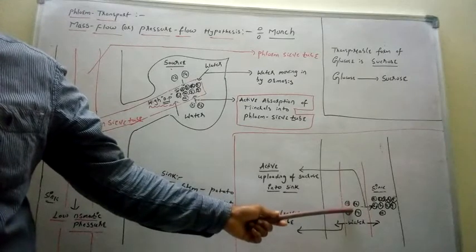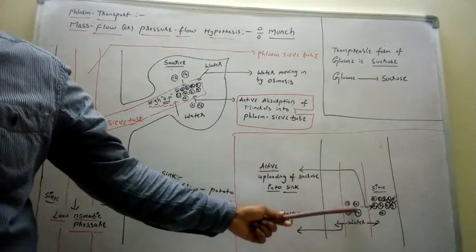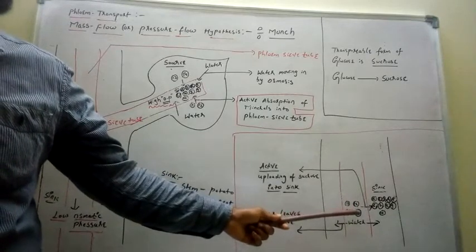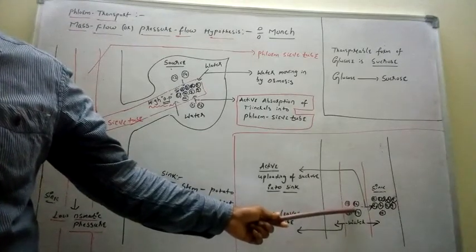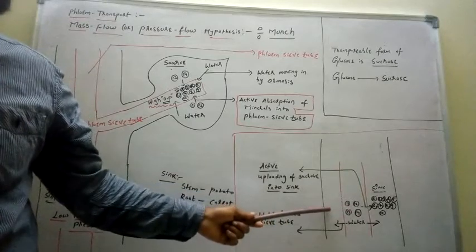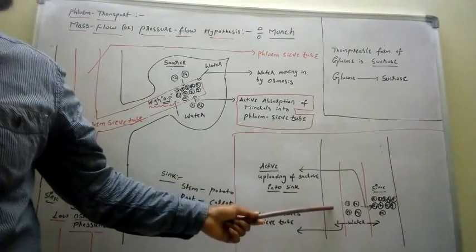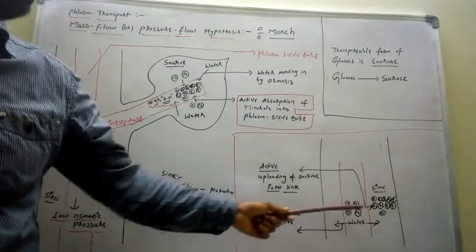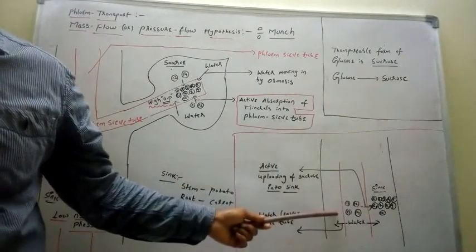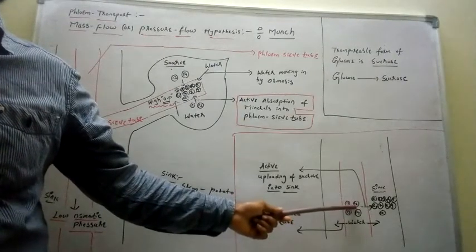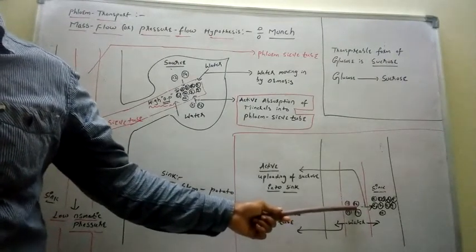When higher water potential is established in the sieve tube of the sink region, the water from the phloem enters into the surrounding plant cells or surrounding xylem. Actually, this is the phloem. The phloem is surrounded by xylem. Beside the phloem, xylem is present. When water potential increases, what will happen? We know that water always moves from higher water potential to lower water potential.